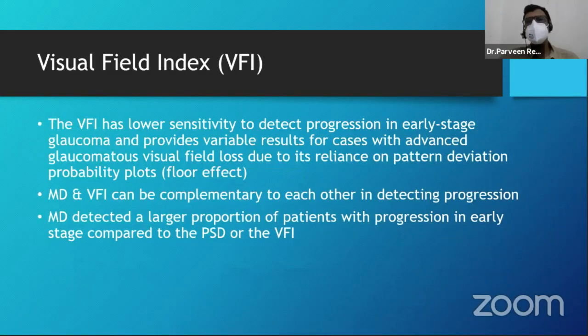So VFI has a lower sensitivity to detect progression in the early stages of glaucoma, and provides variable results for cases with advanced glaucomatous visual field loss due to reliance on the pattern deviation plot. Because we know that pattern deviation plots suffer from the floor effect once it reaches a generalized depression in advanced cases. Mean deviation and VFI can be complementary to each other in detecting progression. Mean deviation detected a large proportion of patients with progression in the early stage compared to PSD or VFI. So the conclusion is that we have to use complementary, different global indices of the visual field to come to a conclusion whether progression is happening or not.